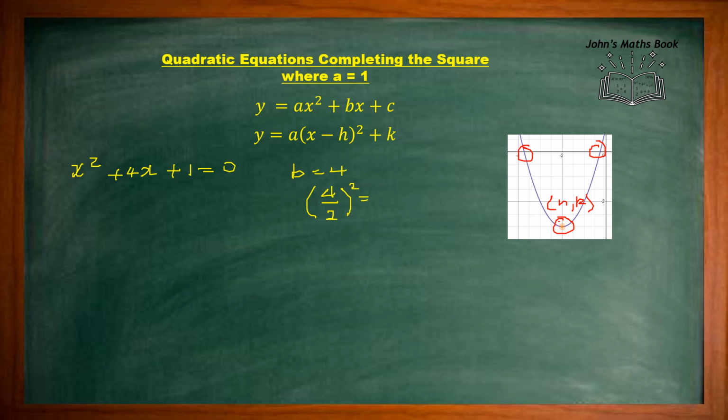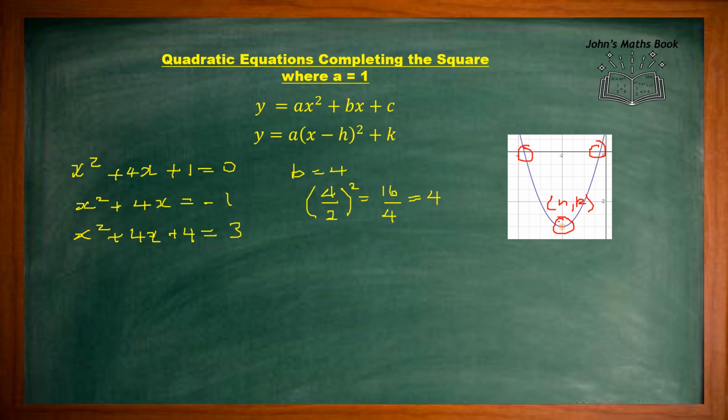So that works out to be 4 divided by 2 squared, which is 2 times 2, and that is equal to 4. Now let's rewrite the quadratic so we have the constant term on the right hand side. So we have x squared plus 4x is equal to minus 1, and then add the value of 4 to both sides of the equation. So we get x squared plus 4x plus 4 is equal to minus 1 plus 4, which is equal to 3.